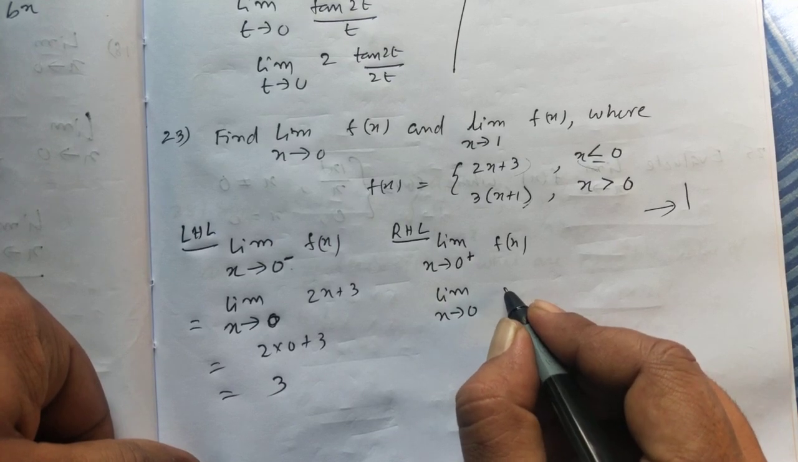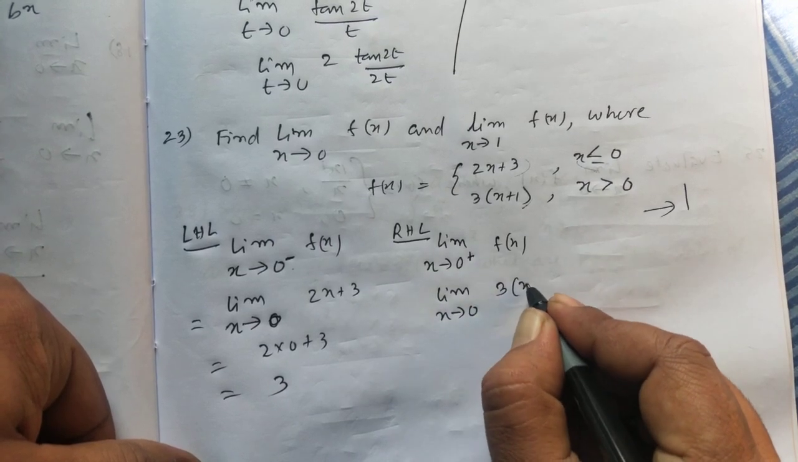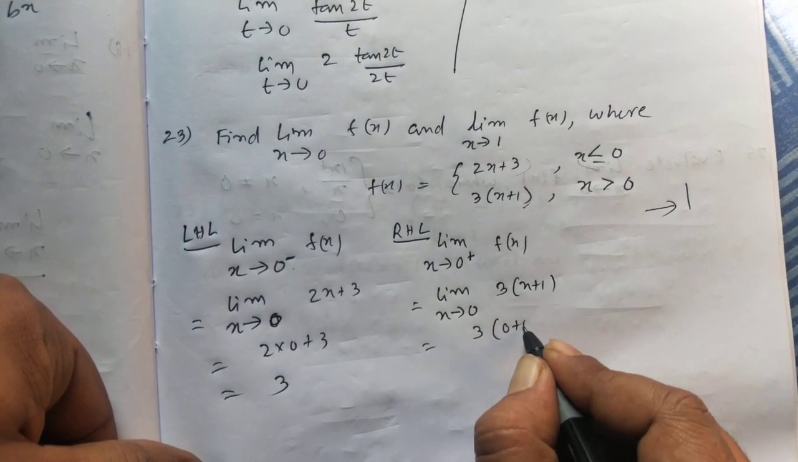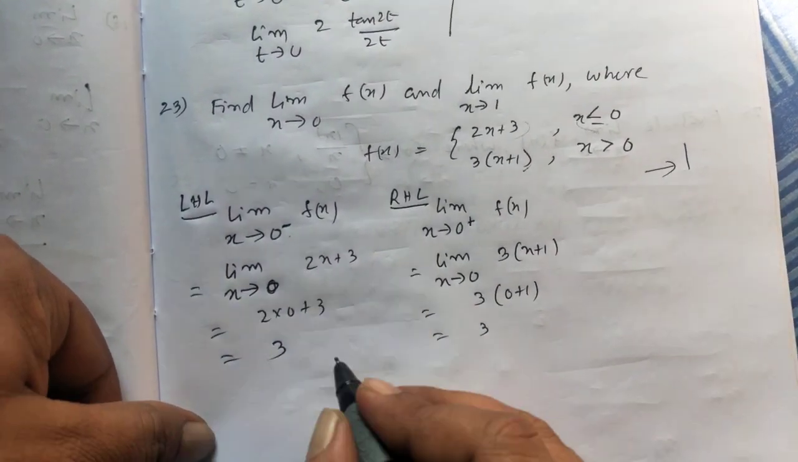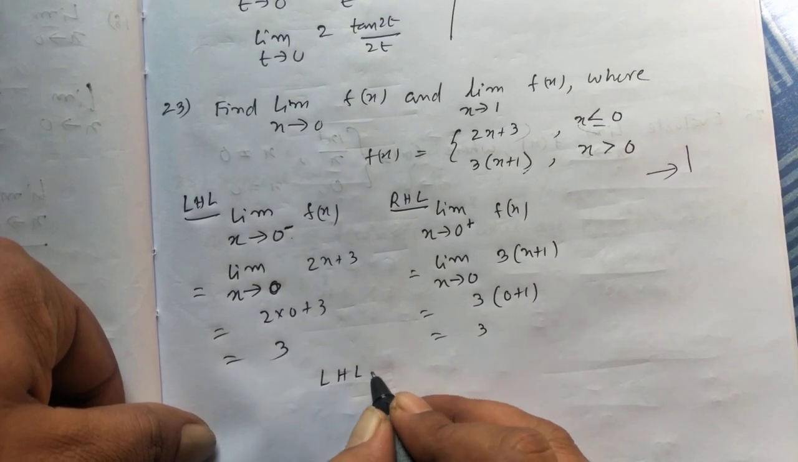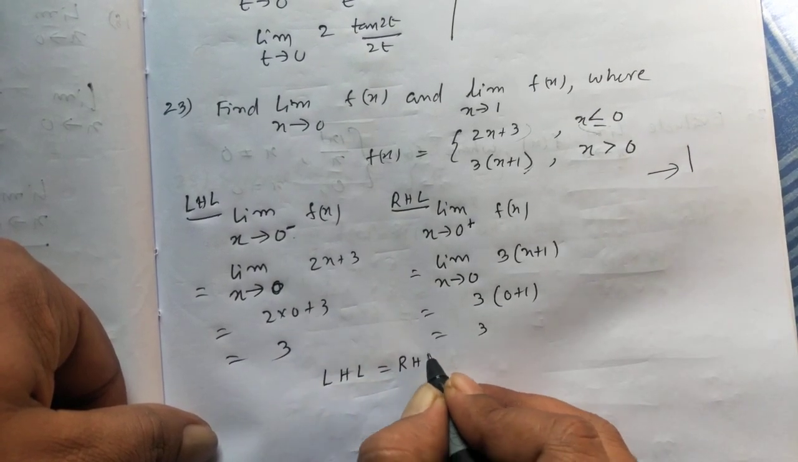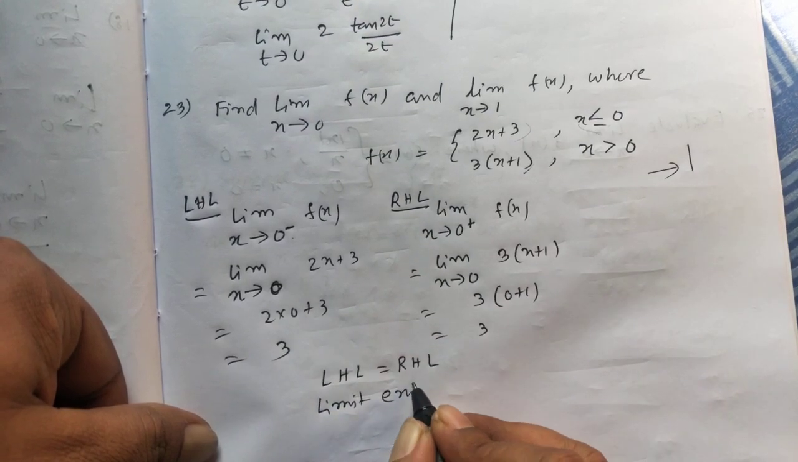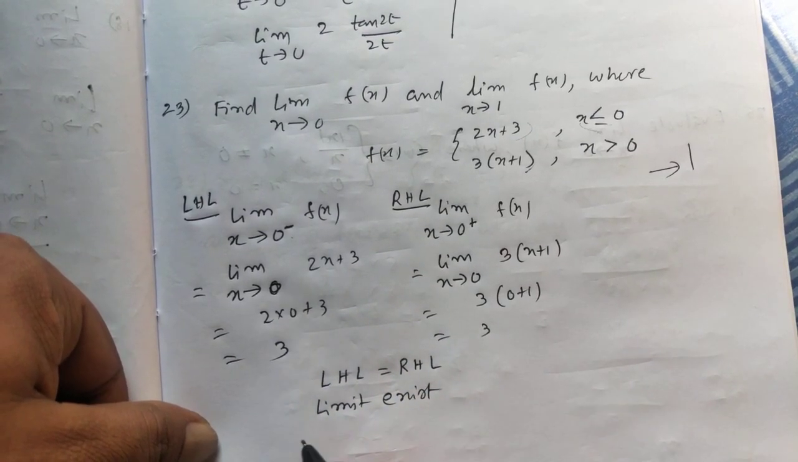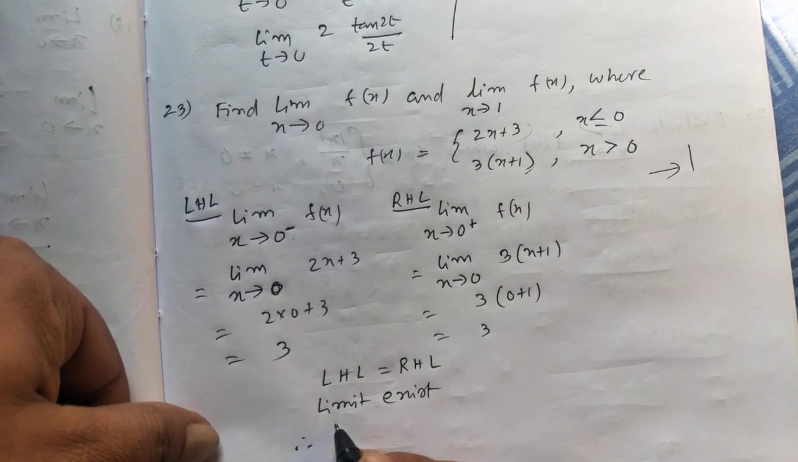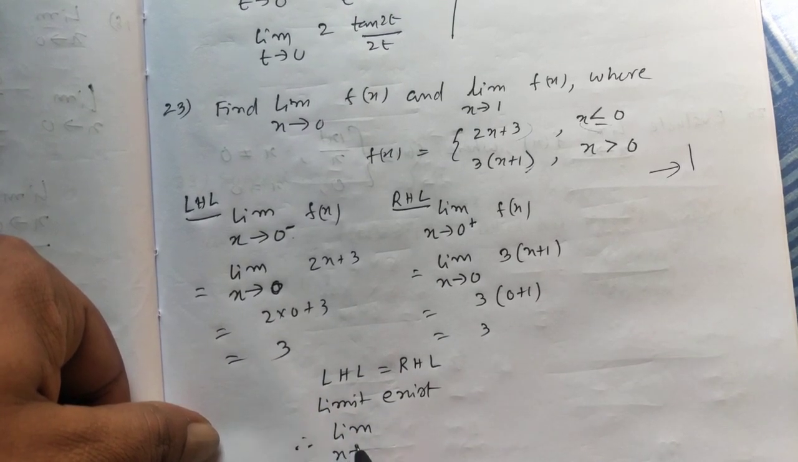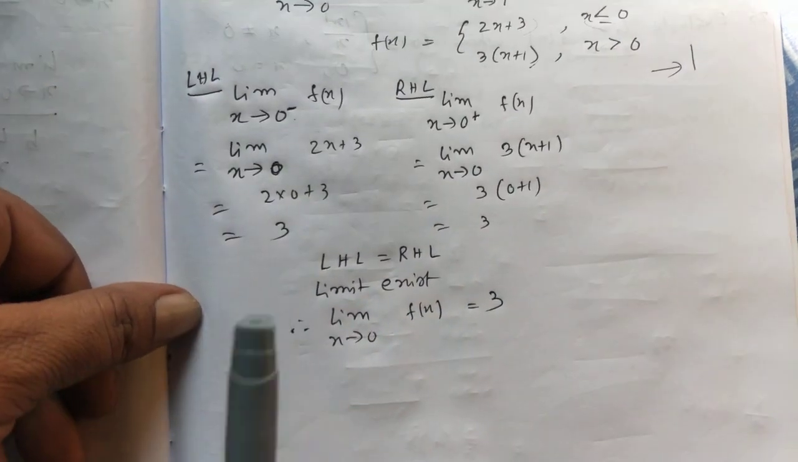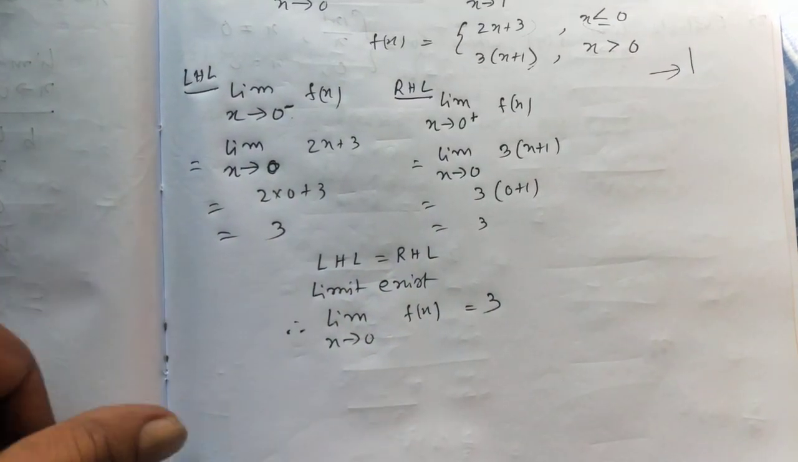Zero, we have to use 3x plus 1. In place of x you'll put 0, so 3 times 1 is 3. Since the left hand limit and right hand limit are equal, the limit exists and the value is: limit x tends to 0, f(x) is 3. Let's check for 1.